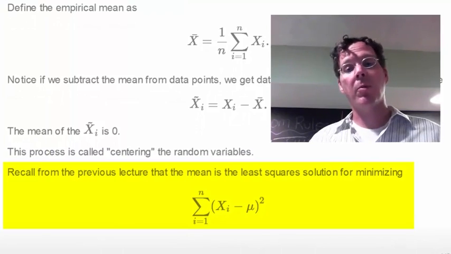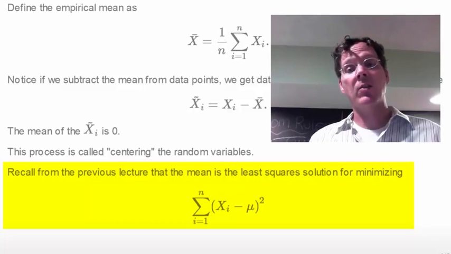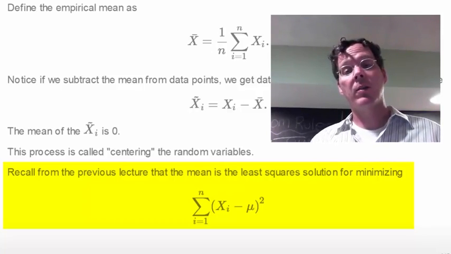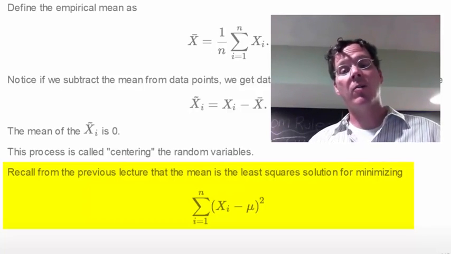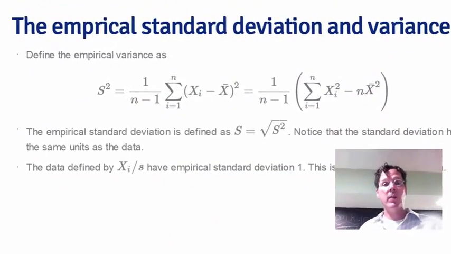Also recall from the previous lecture that the sample mean is the least squares solution. So if we want to find the value of mu that minimizes the summation of (xi minus mu) squared, then that mu works out to be x bar. Since we talked about means, let's talk about variances.